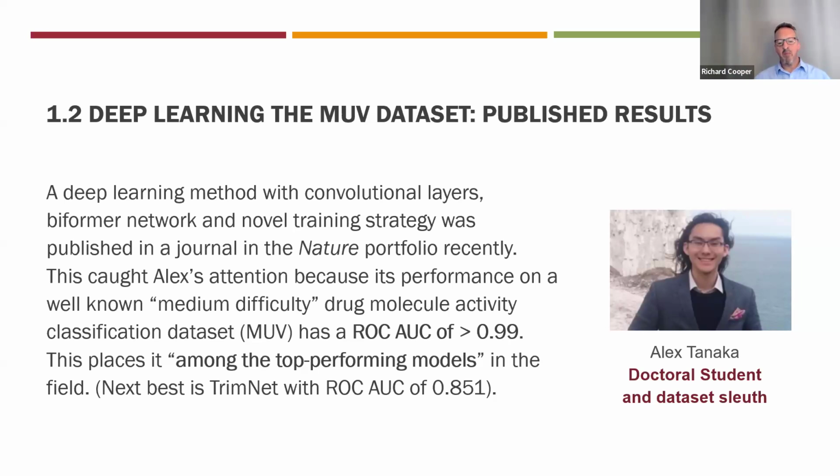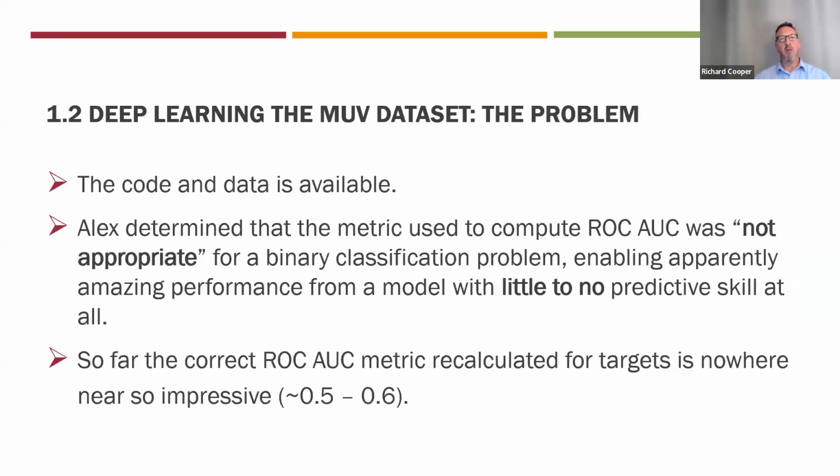So Alex dug into the paper. The good thing was that the code and data were available, so we could just rerun the model. Alex determined that the metric was not appropriate for a binary classification problem. So there's a fundamental problem with understanding the mathematical, statistical side of what's going on. And in addition, there's a fundamental misunderstanding or lack of surprise that the accuracy has jumped from 0.85 to 0.99 in one go.